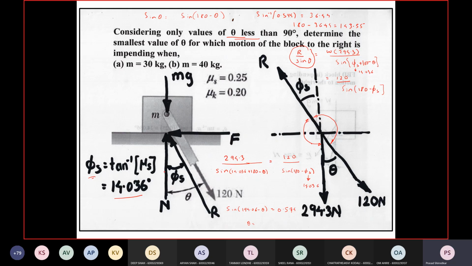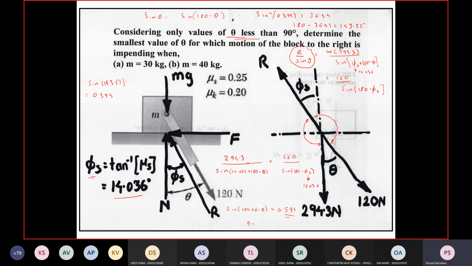Now take sine of this angle and tell me what is the value. Take sine of 143.55. We have already taken the sine inverse, I just wanted you to check something. 0.594, right? So you are getting the same value, 0.594. So you have to use not 36.44 but 180 minus 36.44, because sine theta is equal to sine of 180 minus theta.